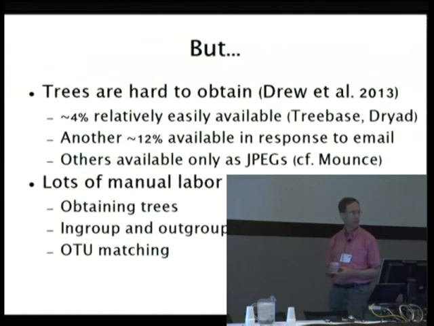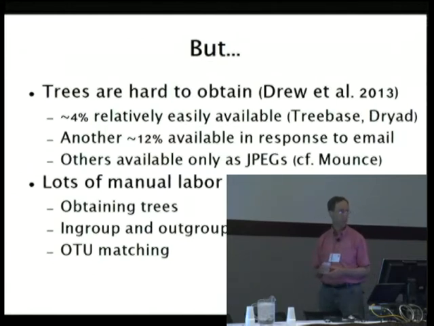If you're lucky, they'll be in Treebase or in Dryad, which are digital repositories for these things. But of the ones that we tried to get when we set out, which is about 8,000 studies, I think, only about 4% of those were available, were on deposit. So this is the data availability problem. If you send email, you can get a bunch more.